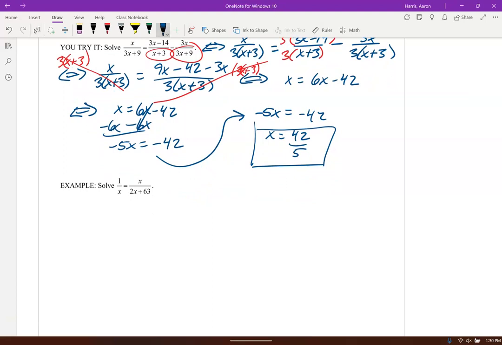Now here our denominator would be x times 2x plus 63. So I'm going to go ahead and just multiply this side by x and that side by x. And then I'm going to multiply this side by 2x plus 63 and that side by 2x plus 63. In other words, we multiplied both sides by the common denominator.